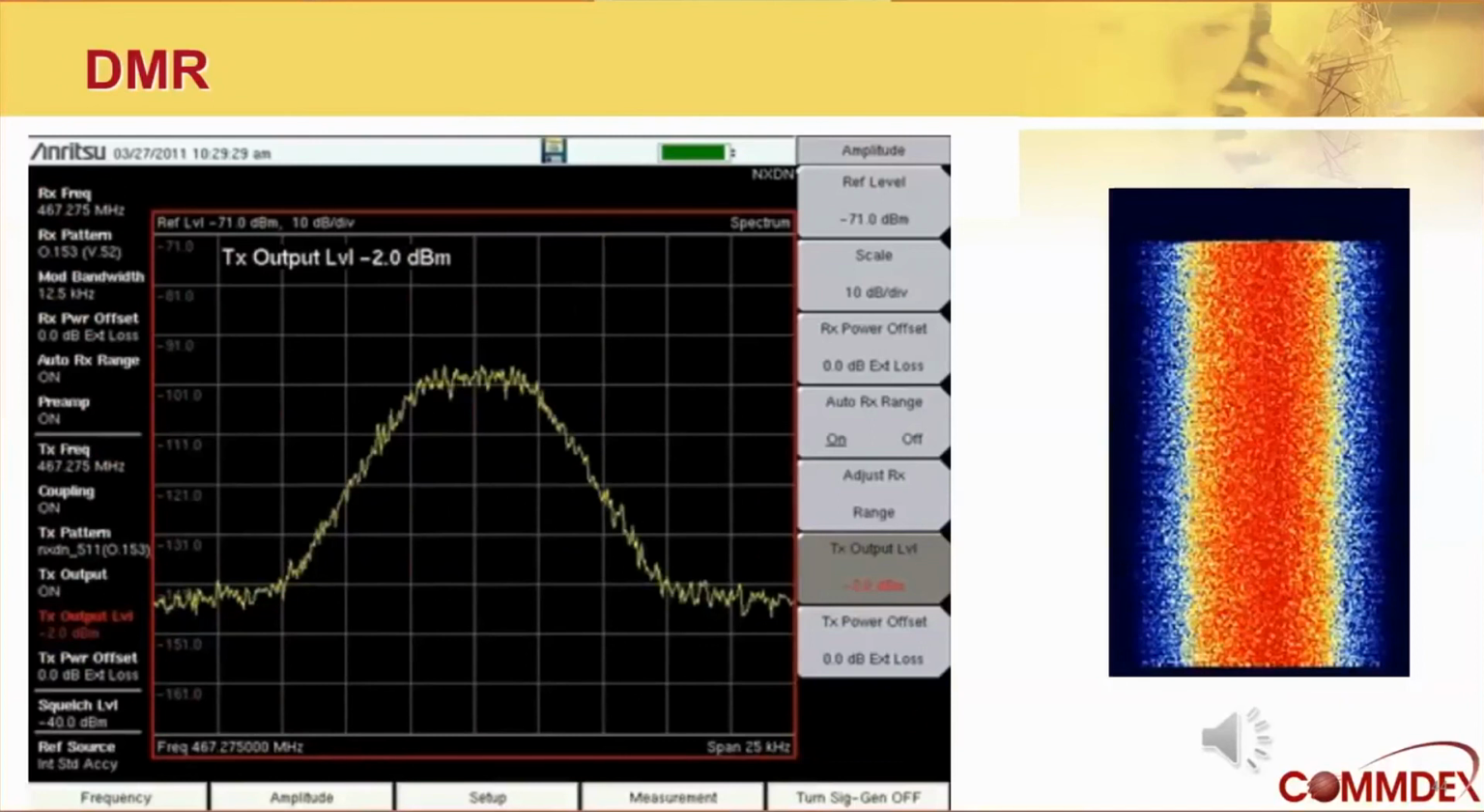DMR. And this happens to be the single DMR signal, not the twin one. So this is the waterfall plot, and I'll try again with the audio.